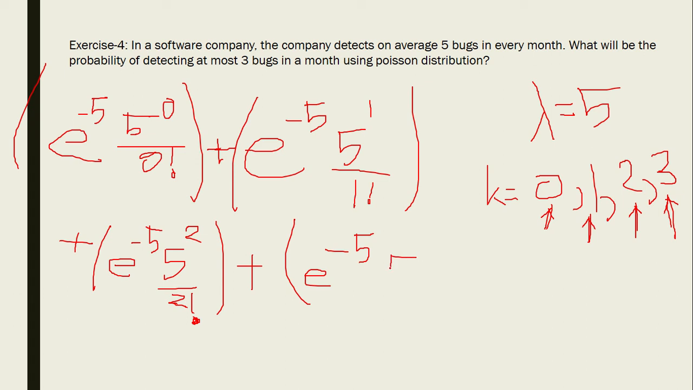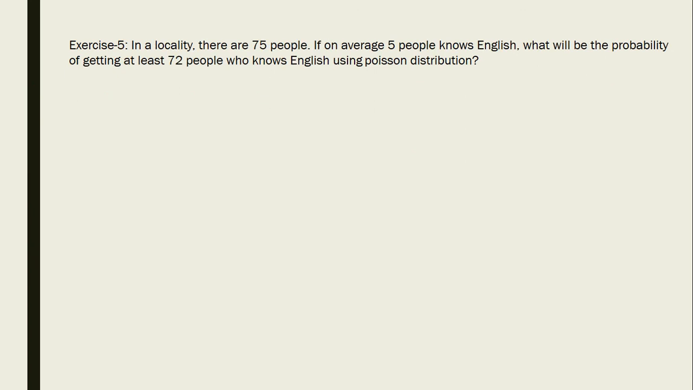The last one is 3, so 5 to the power 3 divided by 3 factorial, right? So divided by 3 factorial. So this is our result, right? Now let's see the last question.